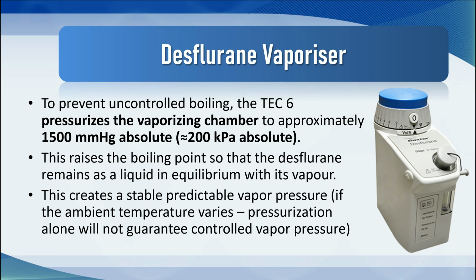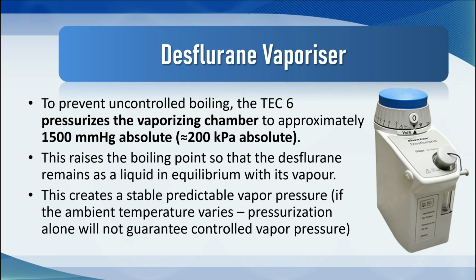But why heat and pressurize the agent? Suppose you simply pressurized the chamber and left it at room temperature. On a winter morning, the vaporizer might be at 18 degrees Celsius. After an hour in the operating room, it may be at 27 degrees Celsius. Although the chamber is pressurized, the saturated vapor pressure of desflurane would still vary enormously with temperature because desflurane has such a steep vapor pressure temperature curve. Even a few degrees change would produce a substantial change in vapor pressure and therefore the injected dose.